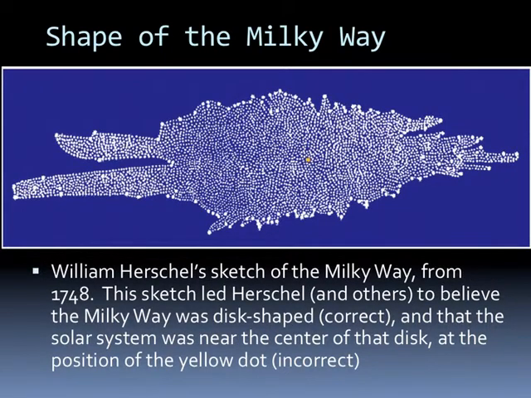William Herschel's sketch of the Milky Way from 1748 is shown here. The sketch led Herschel and others to believe the Milky Way was disc-shaped, which was correct, and that the solar system was near the center of that disk, the position of the yellow dot here, which was incorrect.